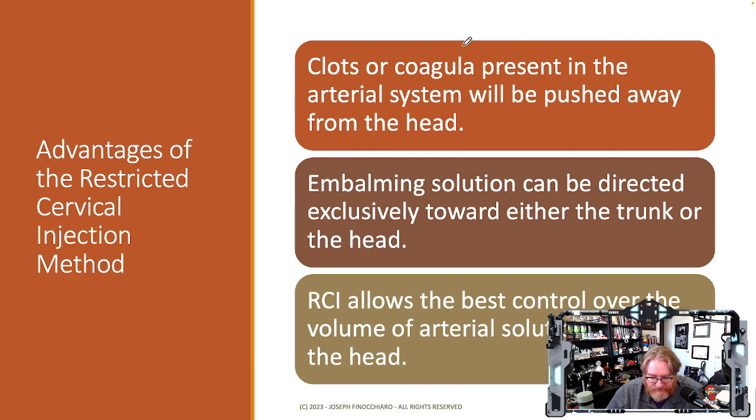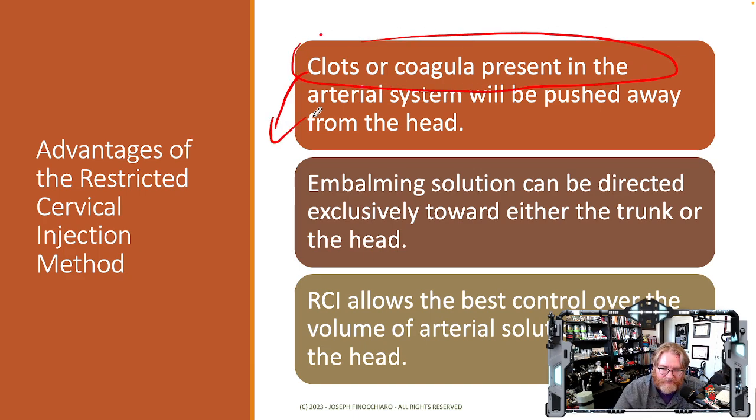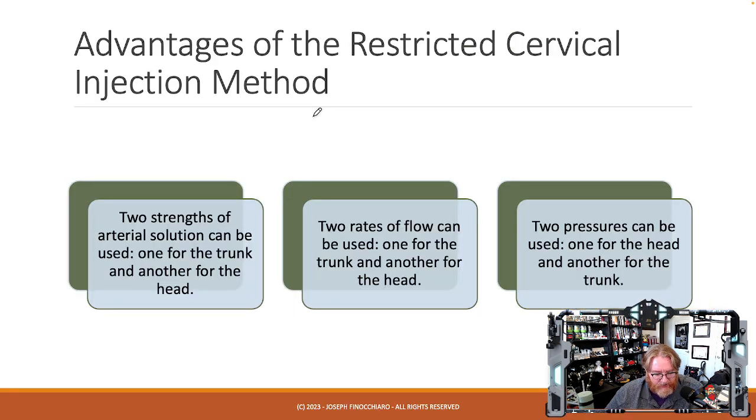The advantages of restricted cervical closely mirror the advantages of injecting via the right common carotid. Any clots or coagula will be pushed away from the head. That's the same as using any one of the neck arteries to push stuff away. Embalming solution can be directed exclusively towards either the trunk or the head, and it allows the best control over the volume of arterial solution entering the head. Two strengths of solution can be used, one for the trunk and another for the head. Again, from a larger perspective, it's the same advantage of a multi-point injection.